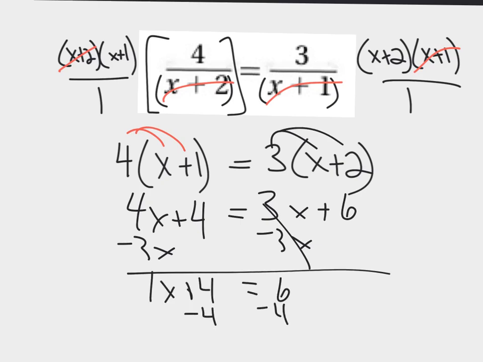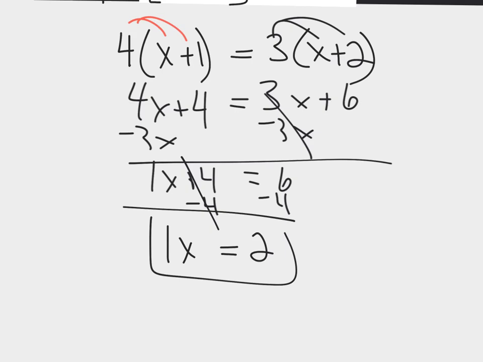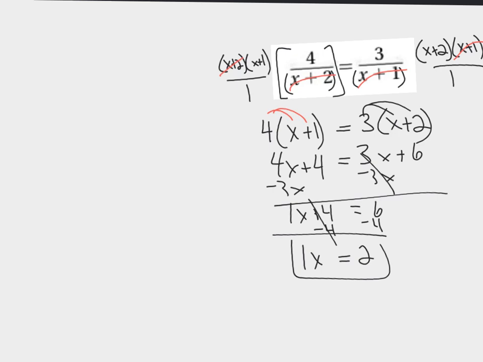And then normally we would have to divide at the end, but since we have a 1x, that's the same as x. So that would be our answer. And then you can always substitute that back in. That's the nice thing on these problems.